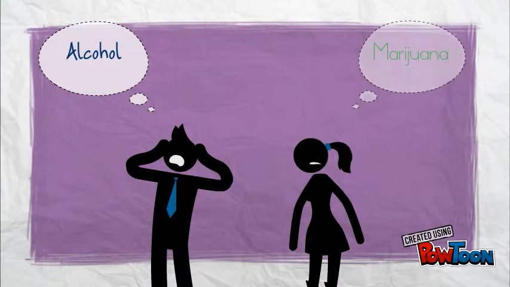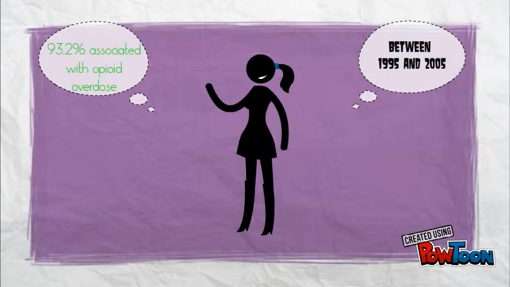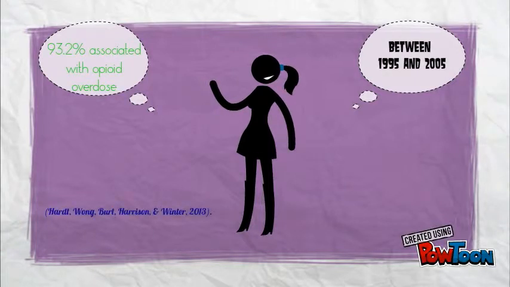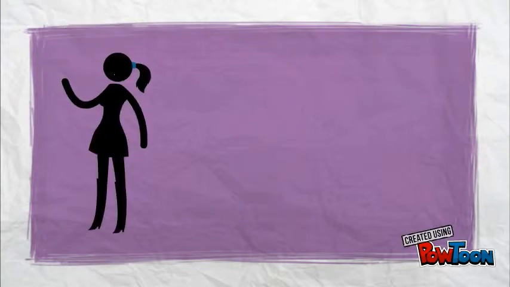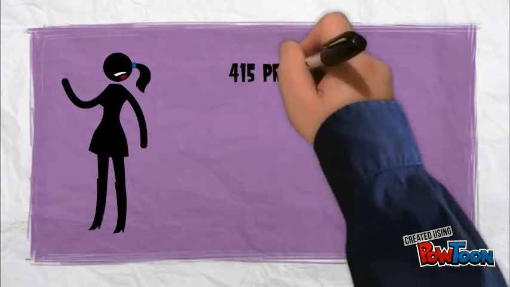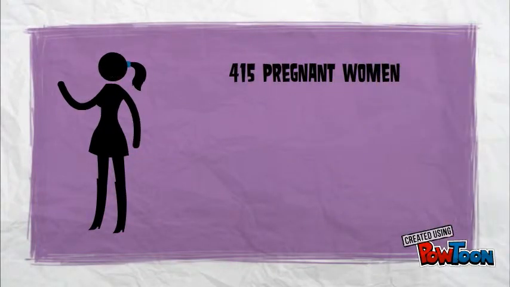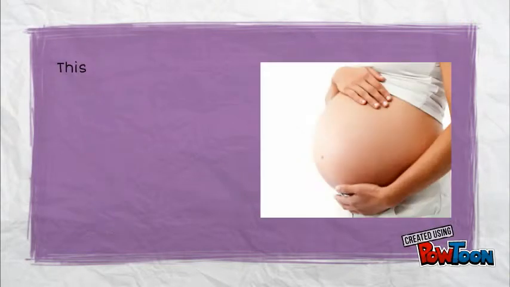Studies show that other than alcohol and marijuana, prescription drugs are currently the most frequently abused agents in the United States. According to Hart, Wong, Burt, Harrison, and Winter, 93.2% of deaths were associated with opioid overdose between 1995 and 2005. Of these deaths, 415 of them were pregnant women, and the drug of choice among these women were in the benzodiazepines and opioid drug classes.